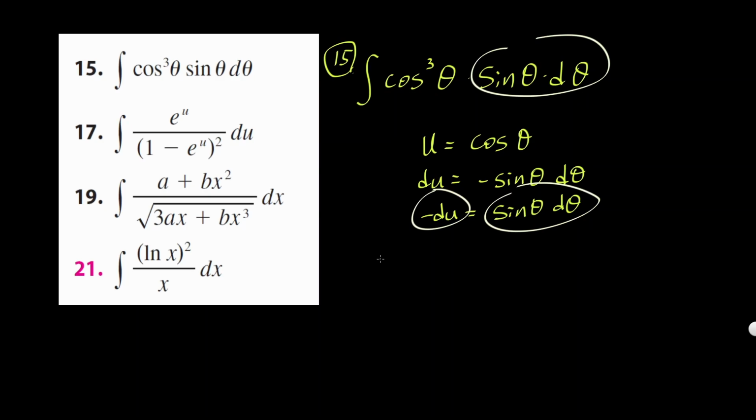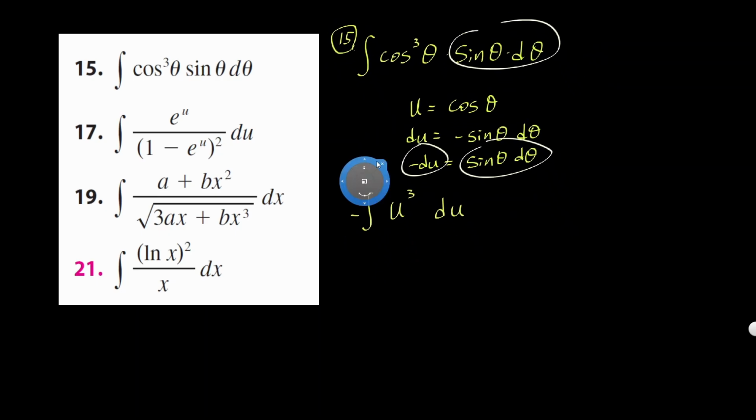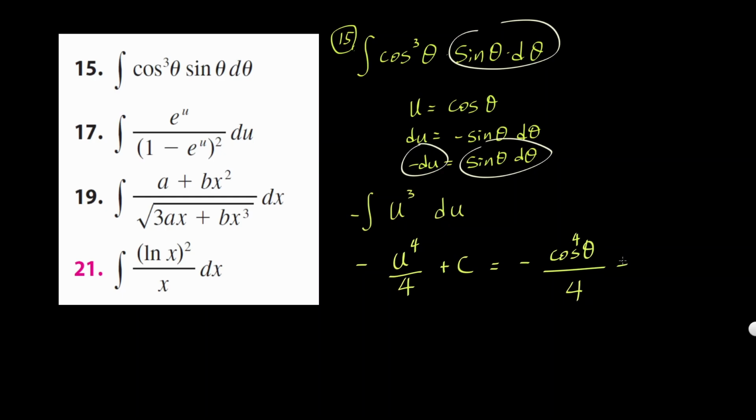Let's substitute back in. So integrate u cubed du, but then we have a negative here. Now all you've got to do is integrate. So negative, add 1, divided by 4, plus c. That's going to be equal to negative cosine to the fourth theta over 4, plus c. Okay, so that was number 15.